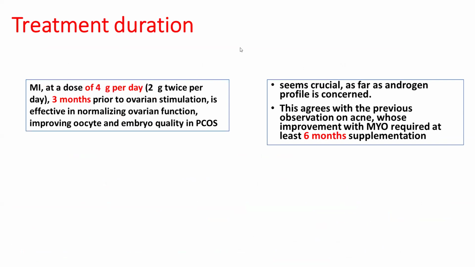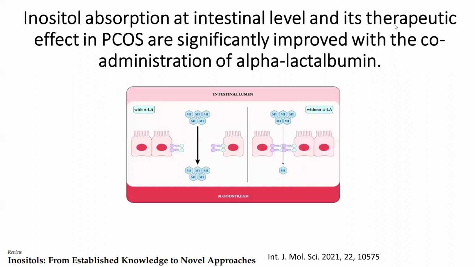What about the treatment duration? Some studies found that you should give inositol for 3 months, if you are preparing a patient for IVF-ICSI, 4 grams per day. Some studies found that to achieve control of hyperandrogenism you should give it for 6 months, like anti-androgen drugs.